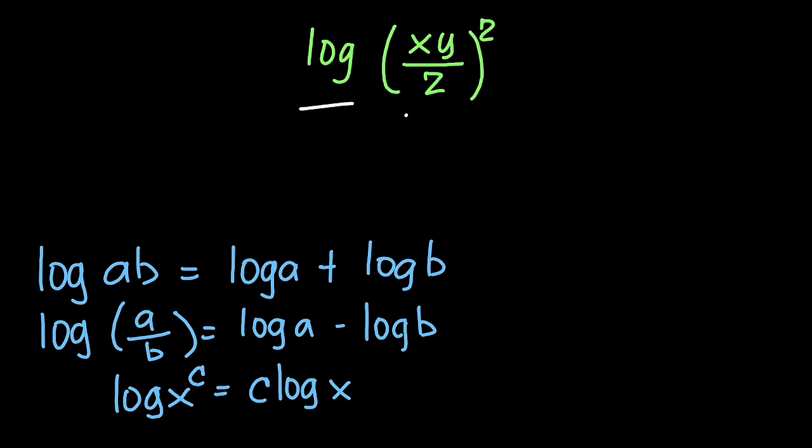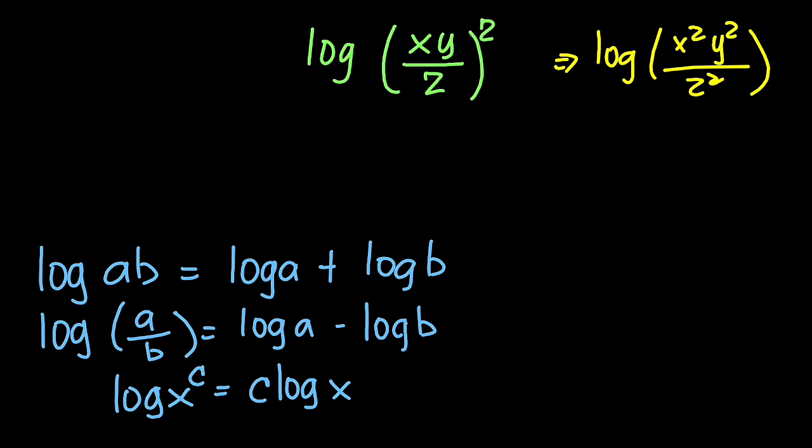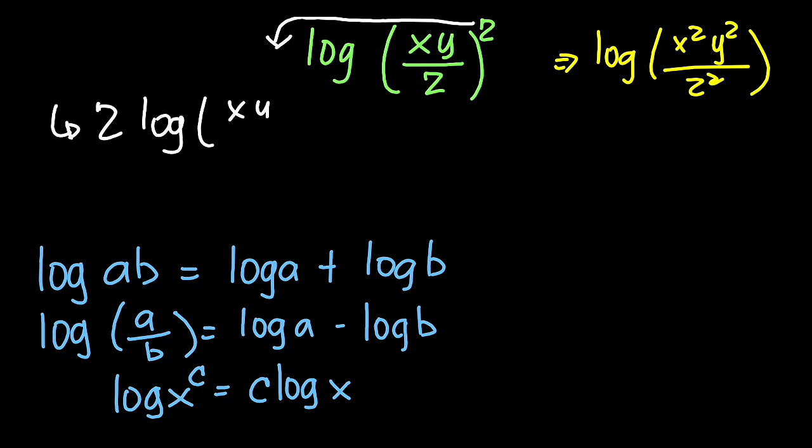Log of xy divided by z, all raised to the power of 2. Whenever you encounter a problem like this, you can either put this as log of x squared y squared divided by z squared. But if you want to simplify, you can think of this as a singular variable raised to the power of 2. And so you can actually put 2 here. And so this would be 2 log of xy divided by z.